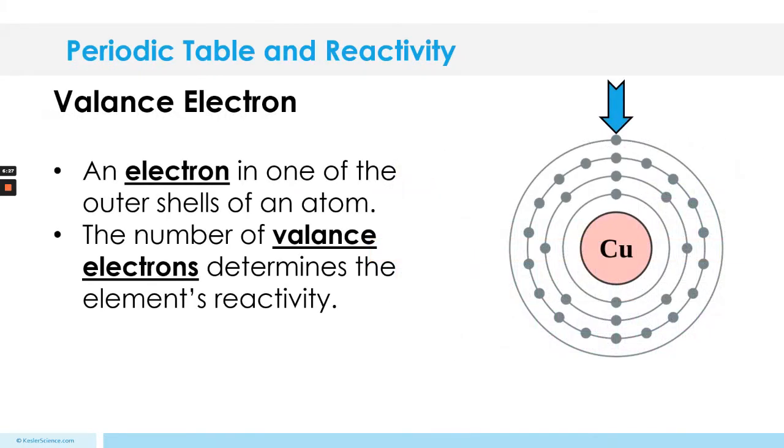And I believe I go over this in another slide, but on the periodic table, if you have 1 valence electron or 7 valence electrons, your atom is very reactive, it's highly reactive. If you have 8 valence electrons, or if you're full, your atom is stable, not reactive at all, inert.